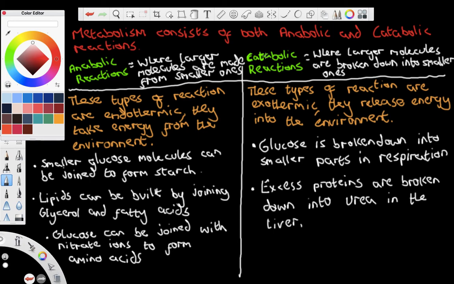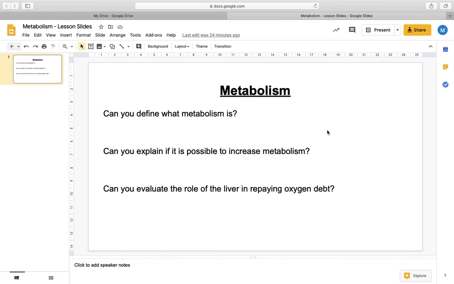Catabolic reactions are where larger molecules are broken down into smaller ones. These type of reactions are exothermic. They release energy into the environment. Glucose is broken down into smaller parts in respiration, which is an example of a catabolic reaction, and excess proteins are broken down into urea in the liver. So, you should now be able to tell me what metabolism is, and you should be able to tell me if it's possible to increase metabolism.